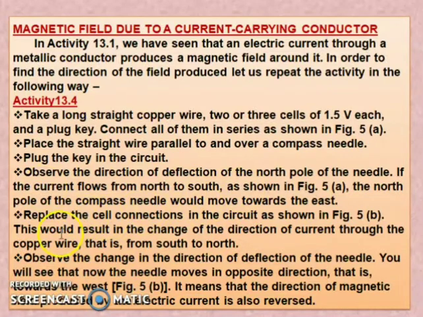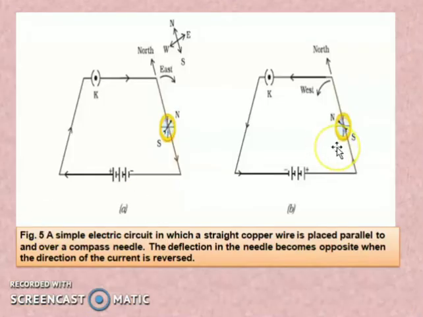So replace the cell connections in the circuit as shown in figure 5.B. So we are replacing this one. This is the east and this is the north. You can see the battery here, plus and negative. Here we are just changing the battery's minus and plus. What happens? The deflection is also changed.